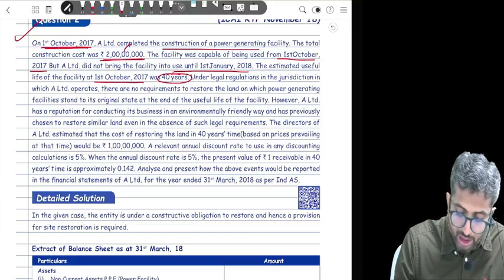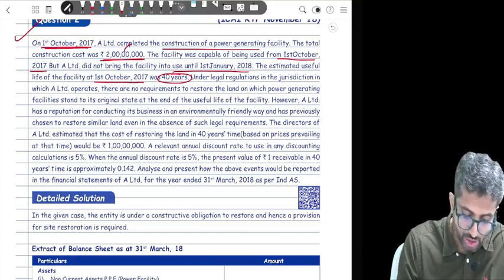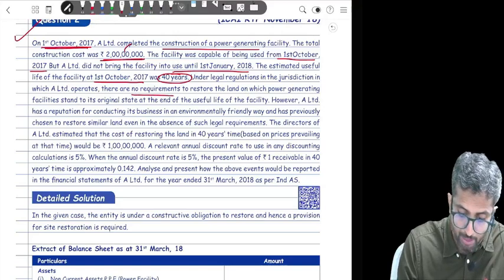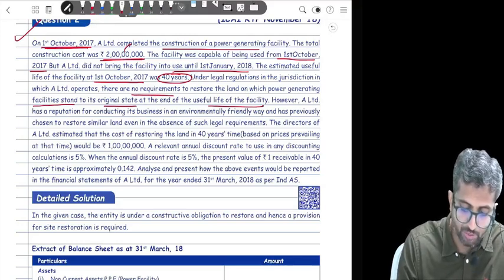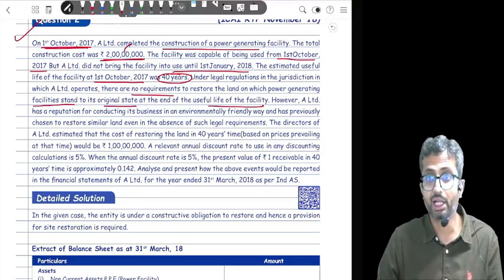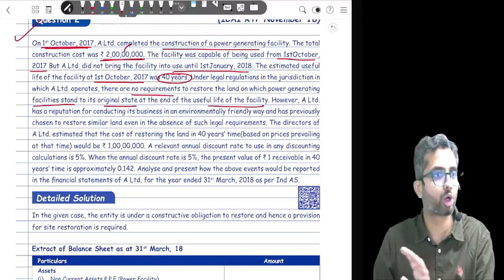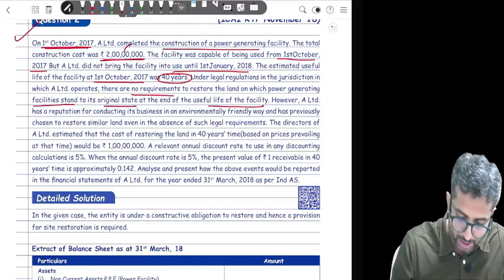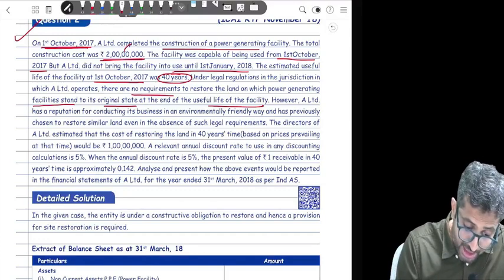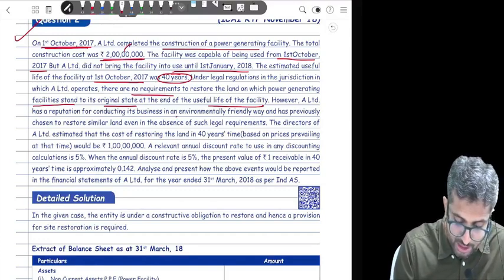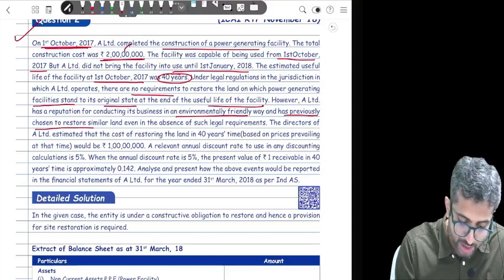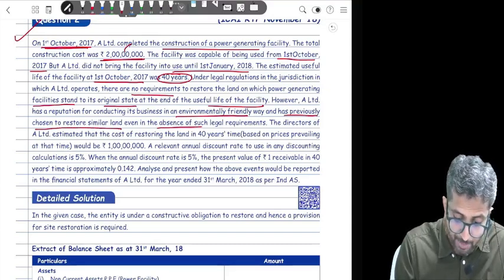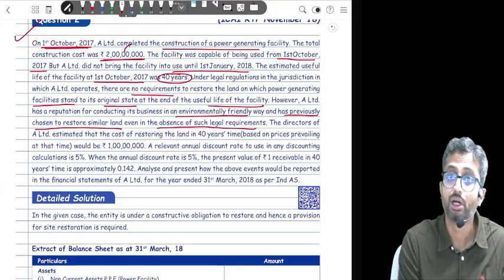Under the legal regulations in the jurisdiction in which A operates, there is no requirement to restore the land on which the power generating facilities stand to its original state at the end of the useful life of the facility. Think and tell me, do we have a site restoration obligation or no obligation? No obligation. However, A has a reputation for conducting its business in an environmentally friendly way and has previously chosen to restore similar land even in absence of such legal requirements.